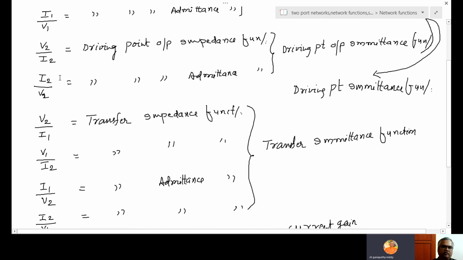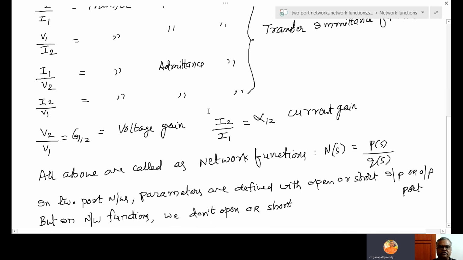All these possible combinations I have given, with different names, all of them together as a bunch are named network functions. Network function is a common word. Any network function has a standard form, N of s equal to P of s by Q of s. So it is a ratio of polynomials. P of s is one polynomial, Q of s is another polynomial. By solving P of s, we get the zeros. By solving Q of s, we get the poles. So any network function N of s is generally represented as a ratio of polynomials.